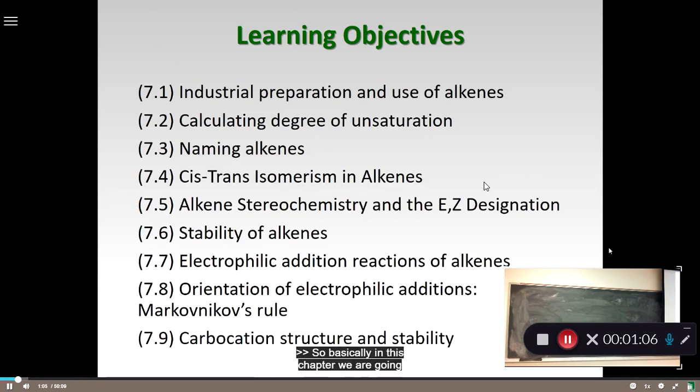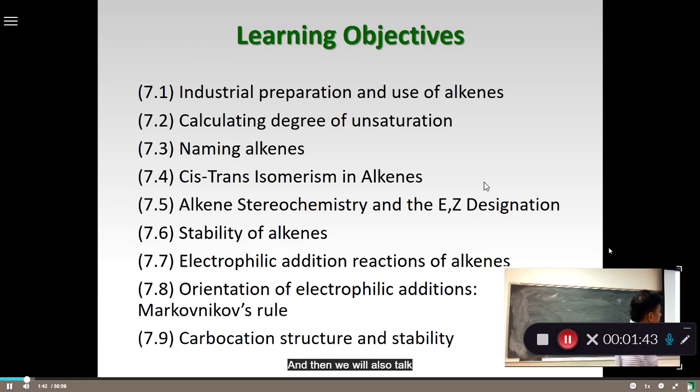Basically in this chapter we are going to talk about how alkenes are made industrially, and then we will also talk about calculating the degree of unsaturation. I think you already have some understanding about this, right? I think we are all already comfortable with the degree of unsaturation. That is what you do to understand how many double bonds, triple bonds or rings you have in a given formula, right? So we are already somewhat familiar with that.